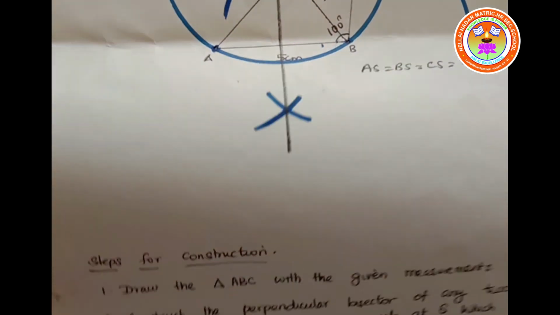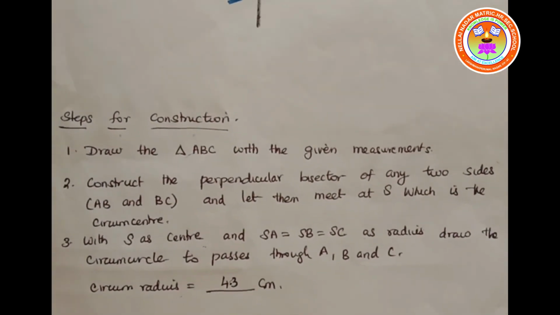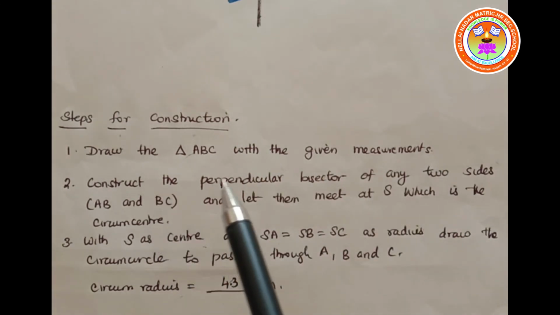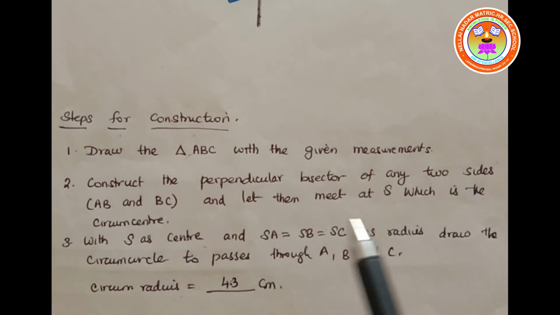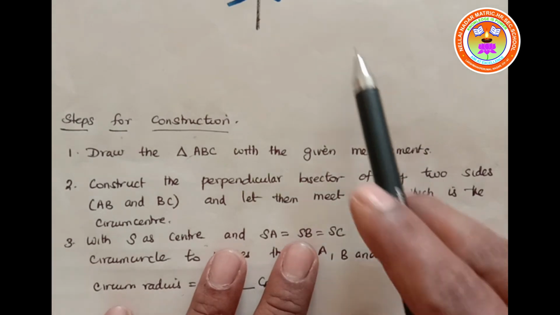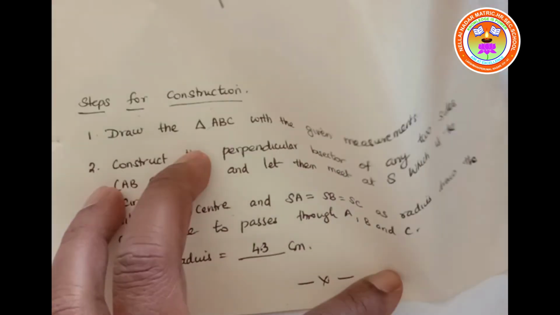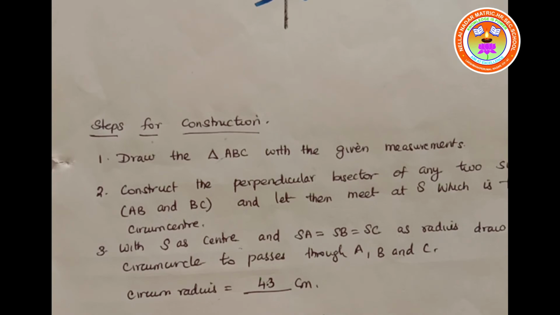Now steps for construction. First, draw the triangle ABC with the given measurements. Second, construct the perpendicular bisector of any two sides AB and BC and let them meet at S, which is the circumcenter. With S as center and SA equal to SB equal to SC as radius, draw the circumcircle passing through ABC. Circumradius is 4.3 centimeter. It's clear, children? By this we are completing third sum. Let us see the fourth one.